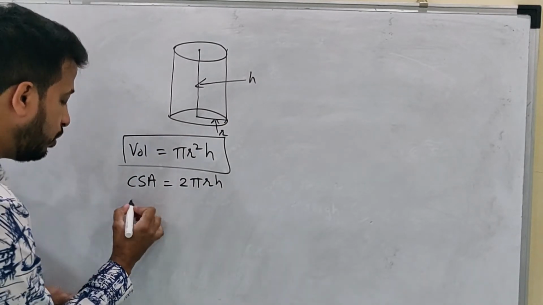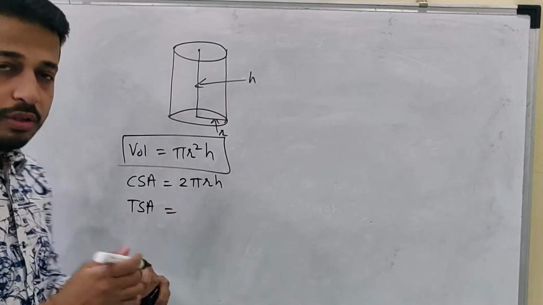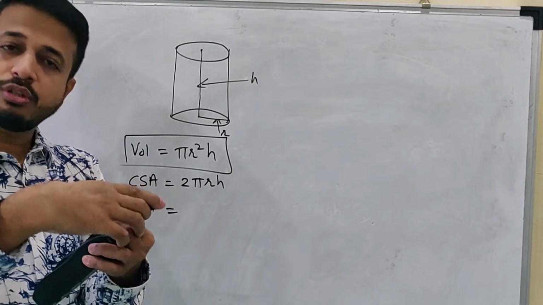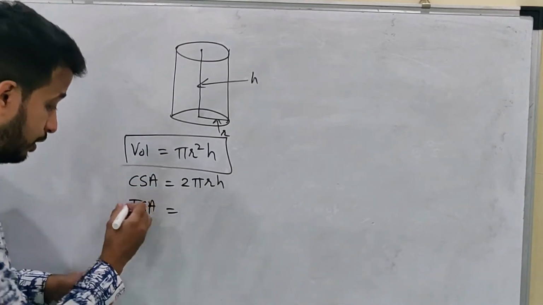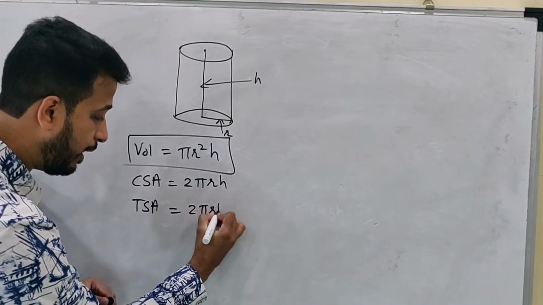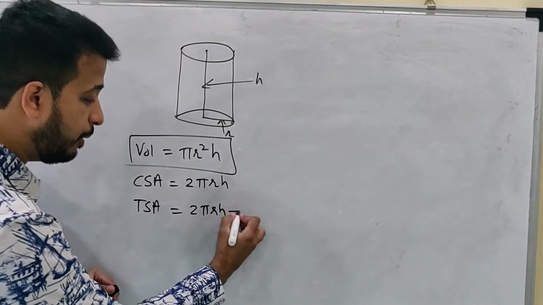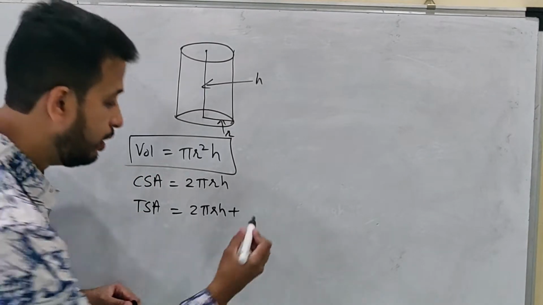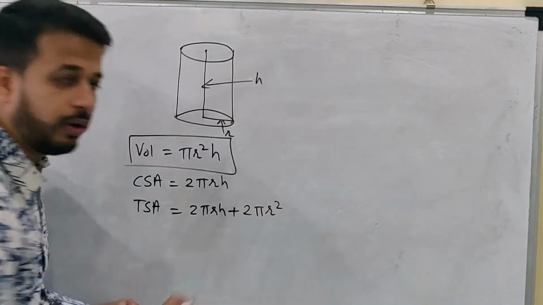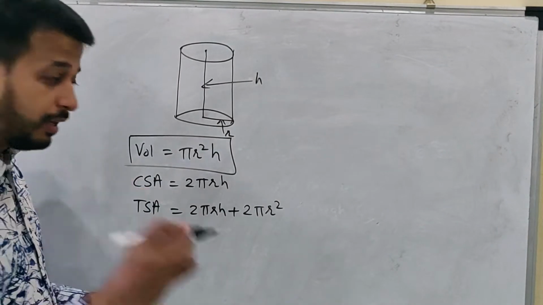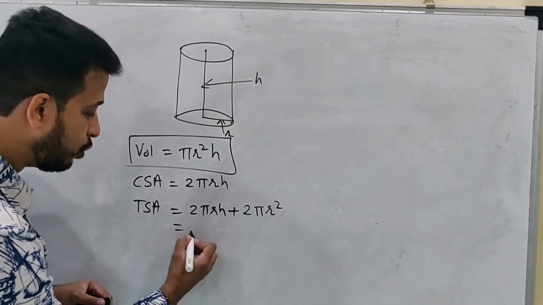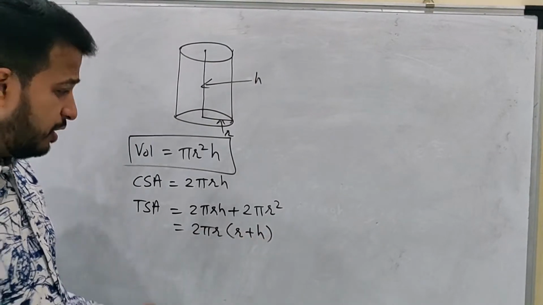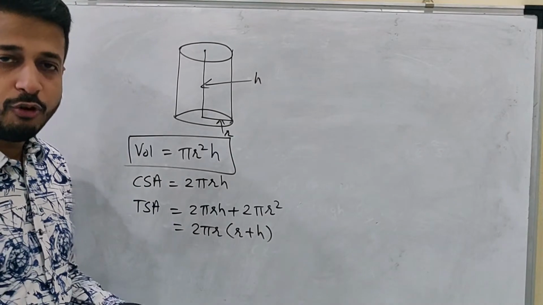Now if I want to find the total surface area, what does that mean? The curved part plus these two circles. So my total surface area will be 2 pi r h, which is my curved surface area, plus two circles, so the area of the two circles will be 2 pi r square, right? In your book, they take 2 pi r common and write it as 2 pi r times r plus h. We don't have to learn the formulas, understand the formula, right?